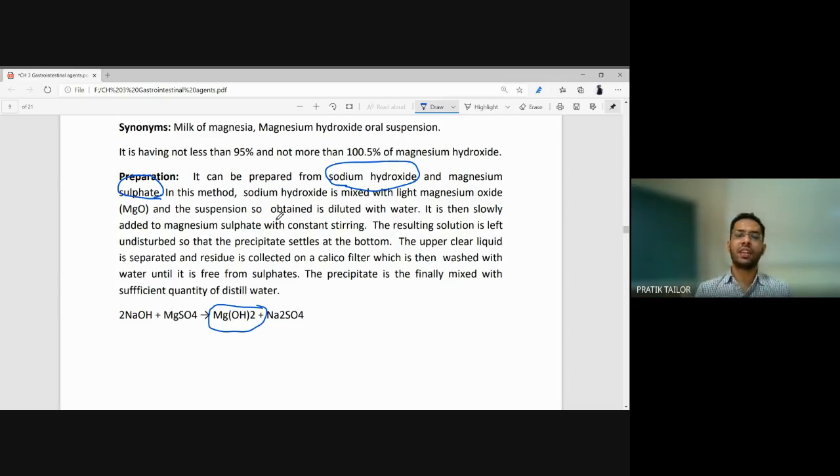So the reaction is that your sodium hydroxide and magnesium sulfate will be forming magnesium hydroxide precipitate. Again, you need to wash off this sodium sulfate. You will be washing off the sodium sulfate till it becomes free, and then you will collect the precipitate, then disperse in the water, and this will be your suspension, your white colored suspension. That is why it is termed as a milk.